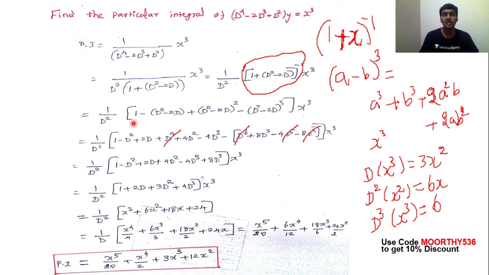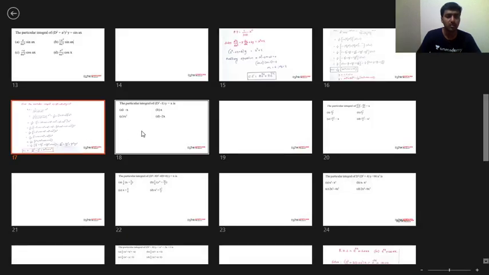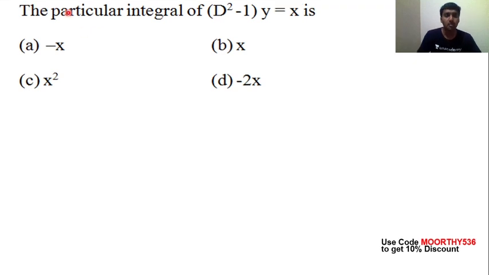Next we are going to have the multiple choice question. I am showing the multiple choice question. Try yourself and try to give the answer in the live chat. After showing the question, I will solve the question, but before that, try yourself. Coming to the equation, particular integral of d square minus 1 into y is equal to x. What is the answer for the particular integral of the function?